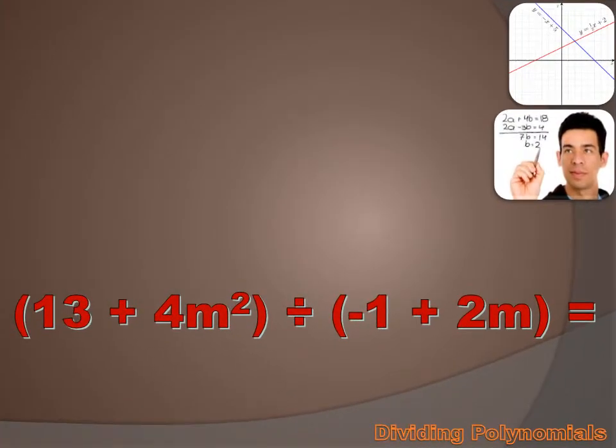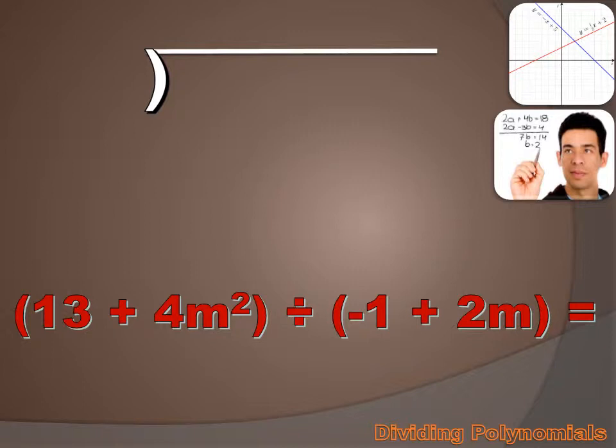Sometimes these problems are going to come to you in the wrong order or with missing terms, and this is a situation like that. And you're going to have to adjust the order and fill in the missing terms. Let's see how that works. We want to create a division problem of this. And our divisor in the problem at the bottom is minus 1 plus 2m.